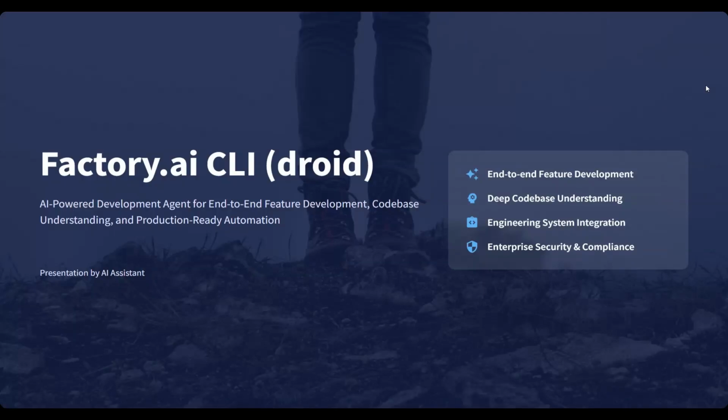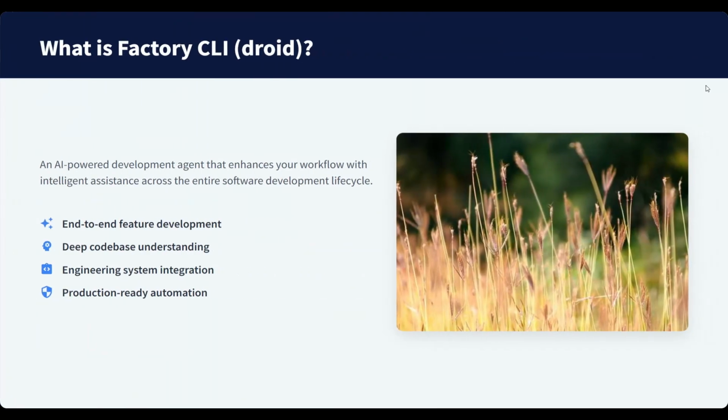Today, I'm bringing you something truly exciting, Factory.AI. It's an AI-powered CLI that lets you develop complete end-to-end features, understand your entire codebase, and automate production-ready workflows, all from your terminal. So, what does that really mean for you? Factory.AI is designed to deeply understand your feature development lifecycle, your engineering systems, and your enterprise compliance requirements, all while keeping security at its core.